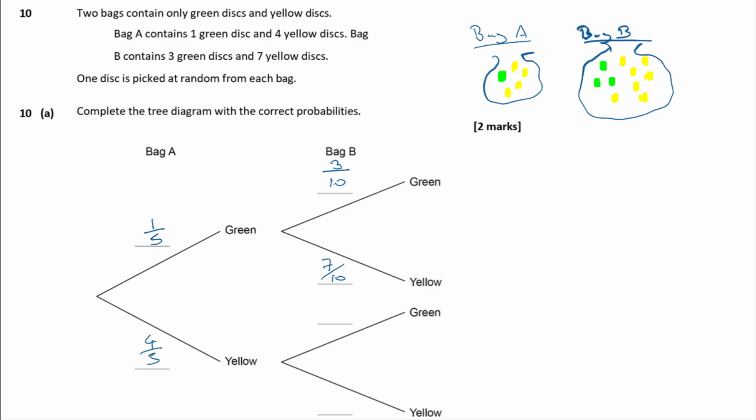Now this is independent probability, so the probabilities on the second branch down here are going to be the same. Doesn't matter what we do first time, it's still going to be the same probabilities of picking for the second one. Okay, so that's what my completed tree diagram should look like.